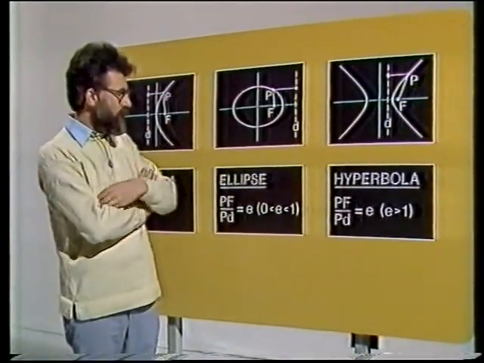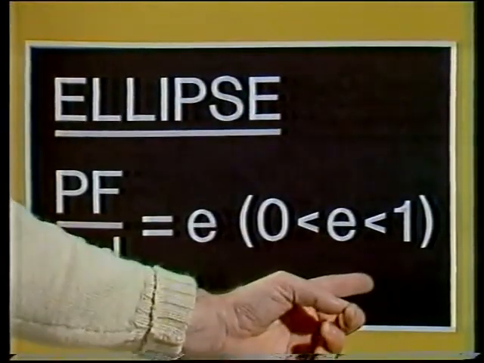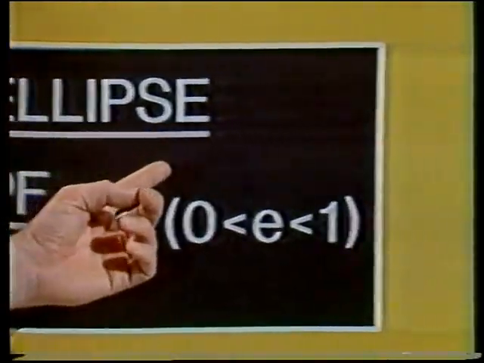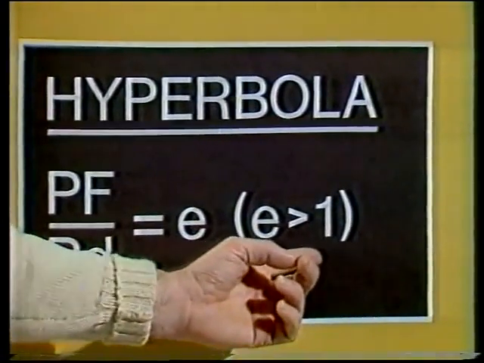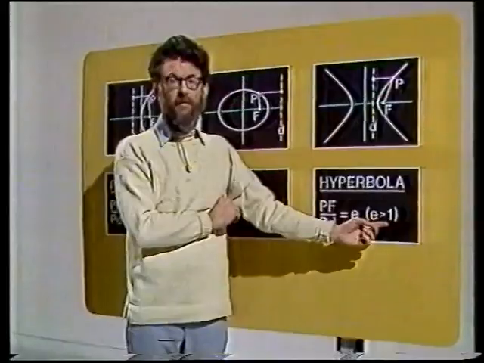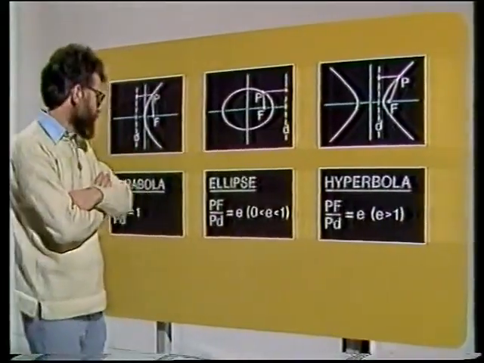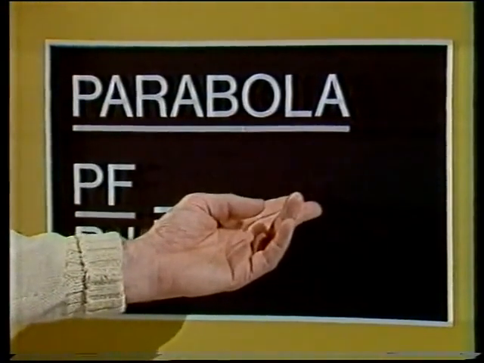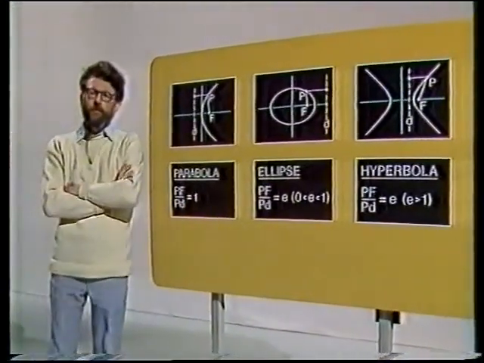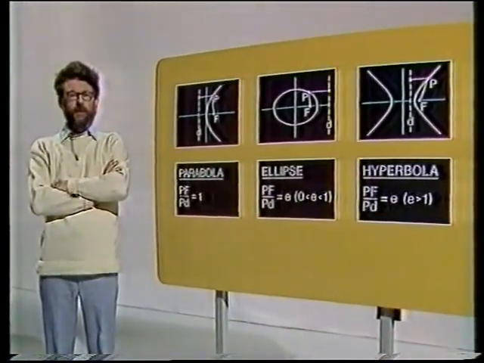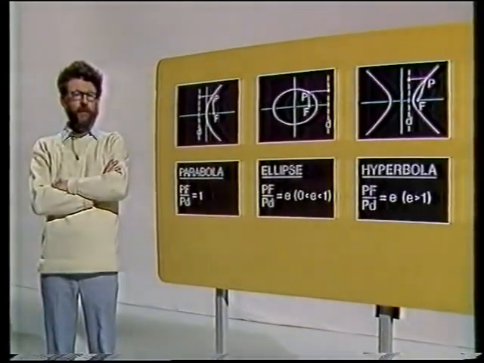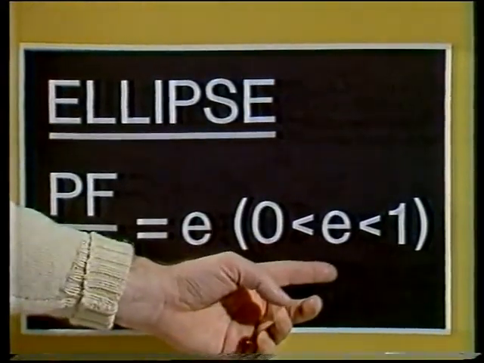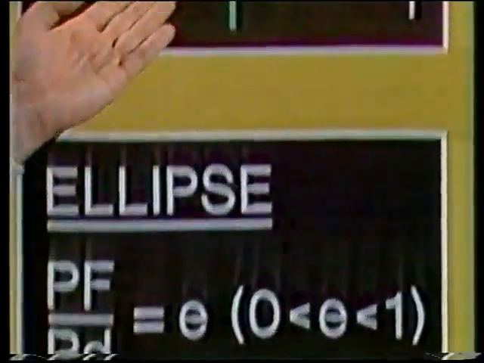When the eccentricity lies between 0 and 1, then you get an ellipse. If it's greater than 1, then you get a hyperbola. And when it's exactly equal to 1, you get a parabola. Now, let's look at one particular locus in detail. We'll take PF over PD to be a half, so the eccentricity will lie between 0 and 1, and we're going to get an ellipse.